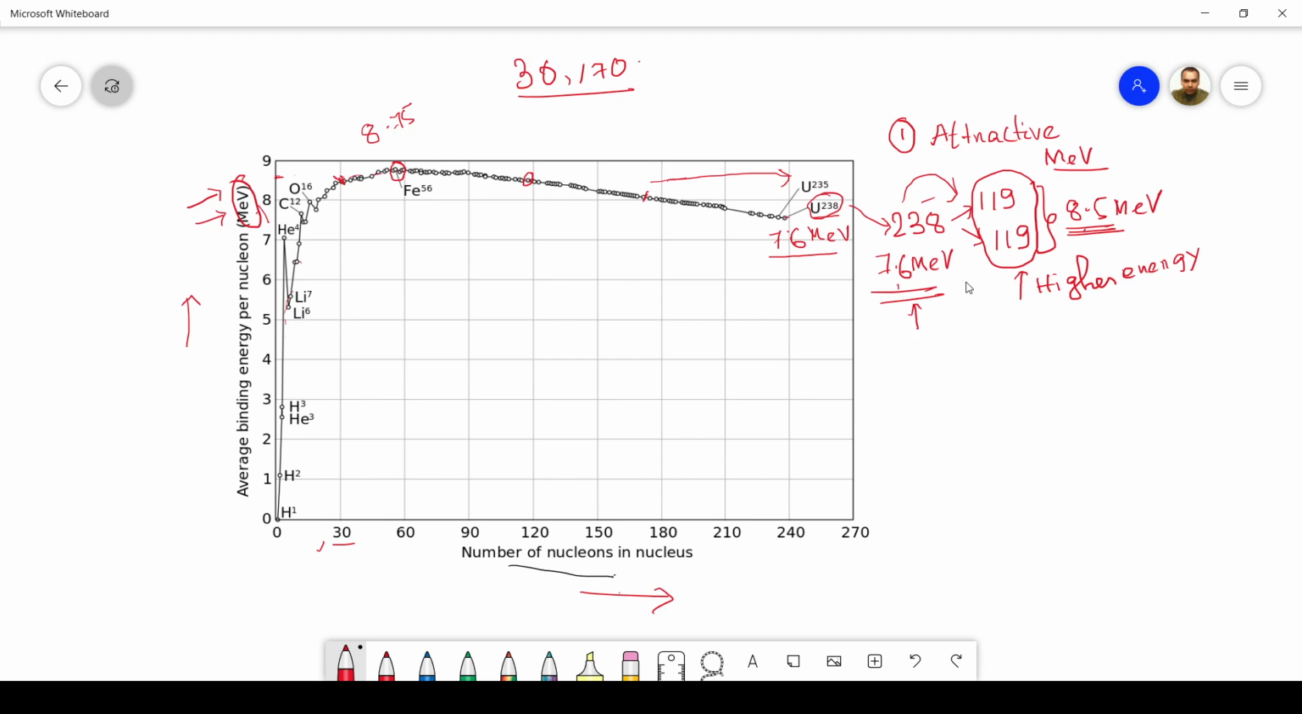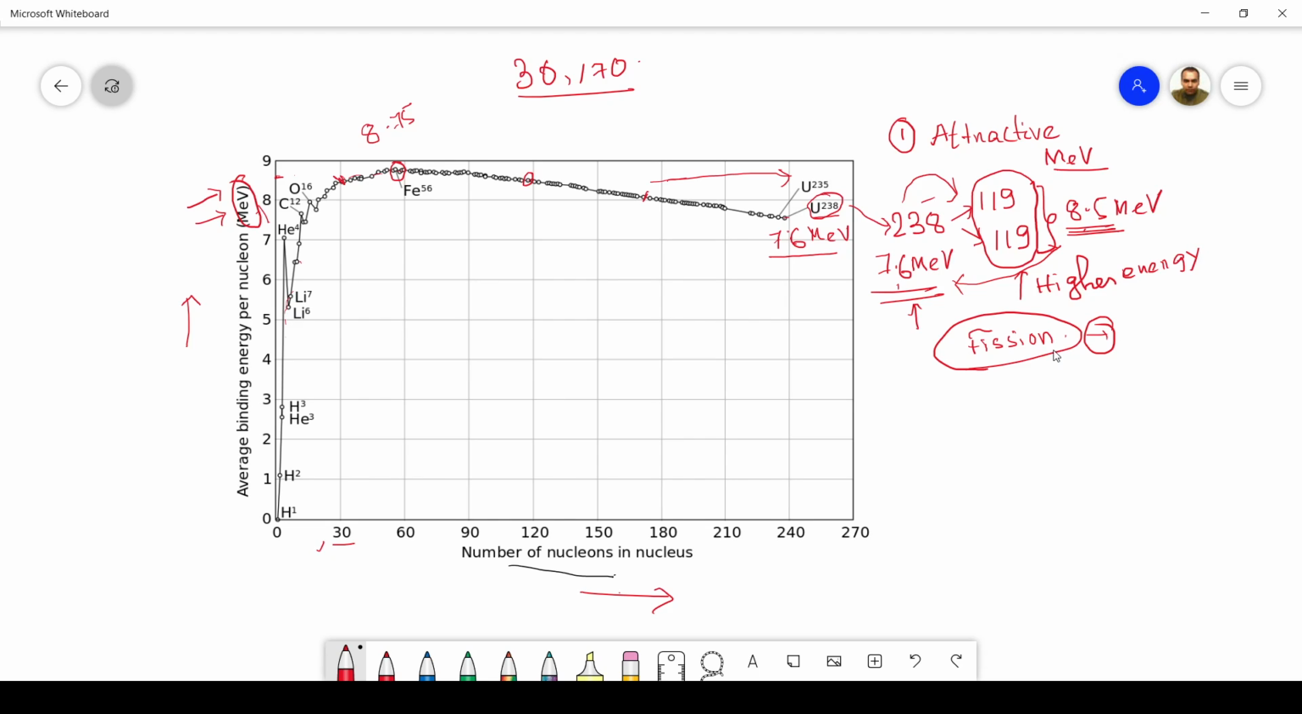Because there is this difference in binding energy per nucleon, energy will be produced, and this process in nuclear physics is known as fission. Nuclear fission. Fission basically means breaking a higher nucleus into two smaller nuclei. So energy would be released, and this is called nuclear fission. About nuclear fission, we'll learn in the next video.